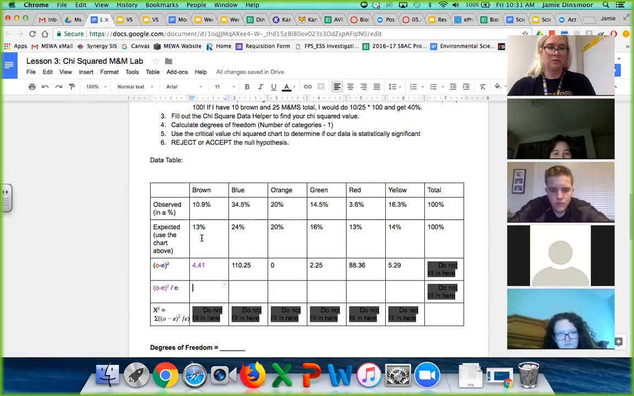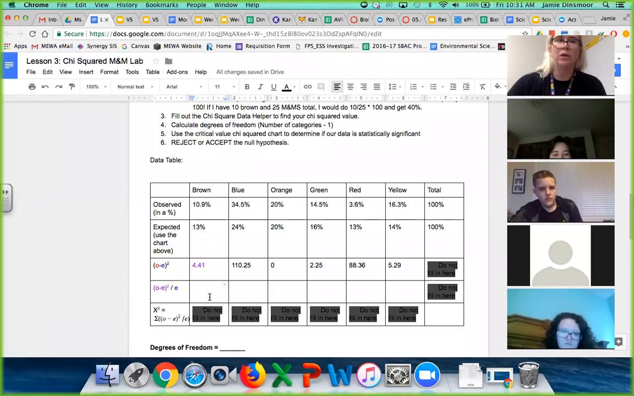My calculator's having a meltdown over here. We're going to divide 4.41 by 13. And we should get 0.339.